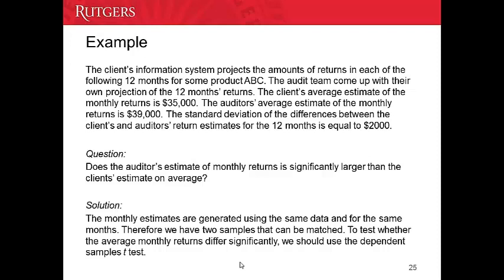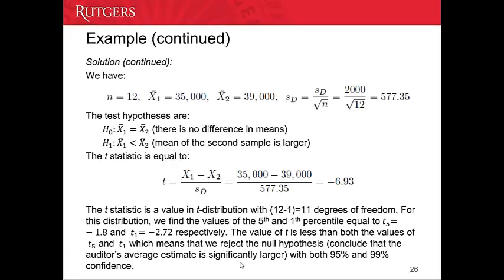We want to know whether the auditor's estimate of the monthly return is significantly larger than the client's estimate on average. Since the monthly estimates are generated using the same data for the same month, the two samples are not independent. So in this case, we need to use the dependent sample t-test, and we can match the observations in the two samples. Let's take a look at how we can solve this question.